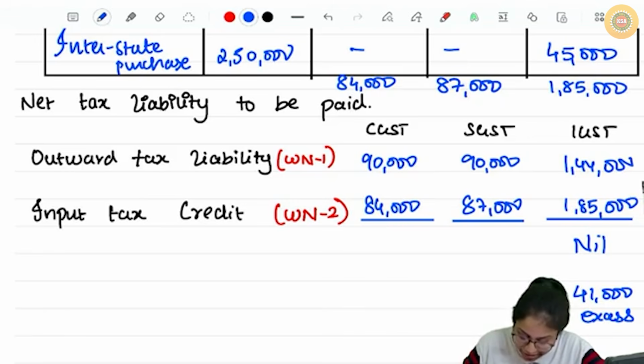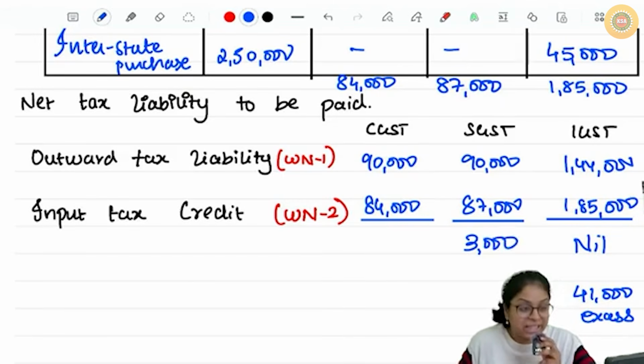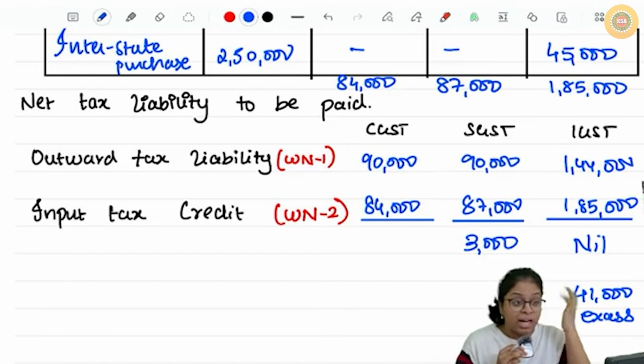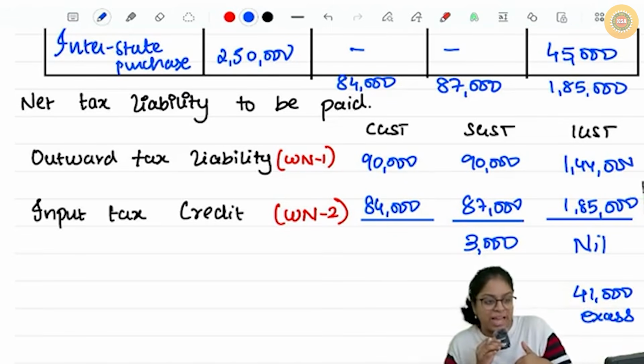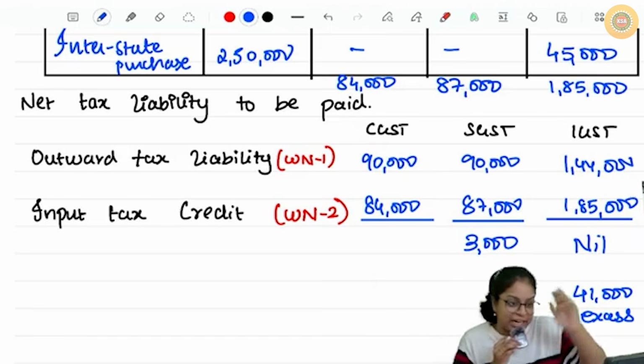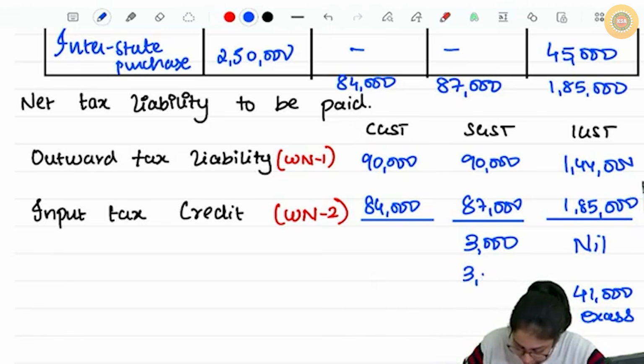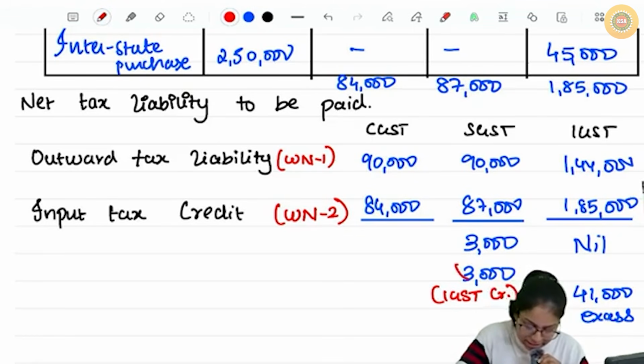So I have used the entire 87. After that I will also have 3,000 more to be paid in cash, but I will not do that because I have excess ITC in IGST. I can utilize that, right? So I will use the 3,000, and this 3,000 is IGST credit. Okay, so I've utilized that completely.